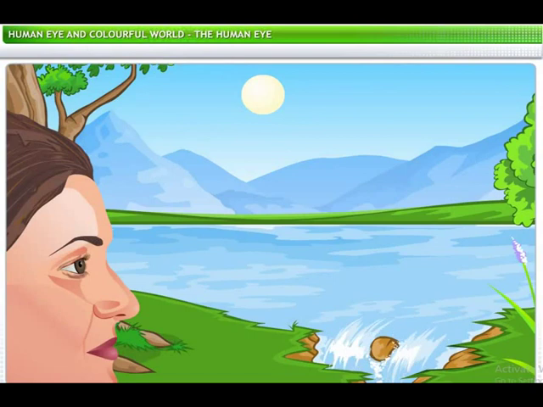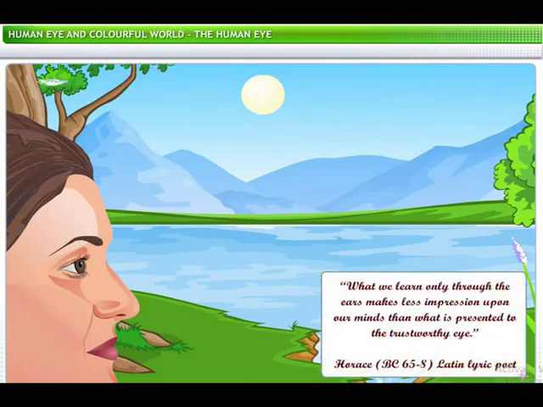Opening our eyes gives us access to a world of colors and brightness. According to a Latin lyric poet, Horace, what we learn only through the years makes less impression upon our minds than what is presented to the trustworthy eye. That is probably why the eye is also called the jewel of the body.